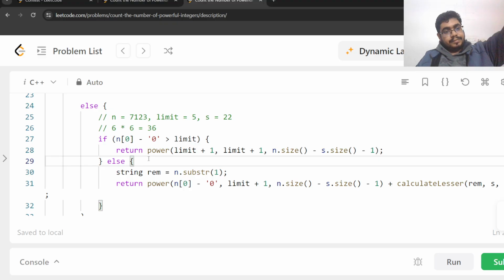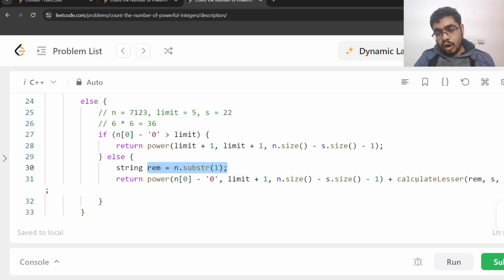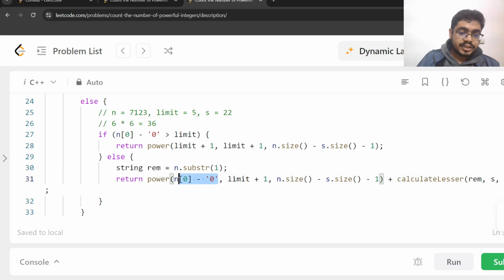The second case is where we can make a further call. There, what we do, we first calculate the remaining string. We make a call for that remaining string here, and then do the similar operation for power. That at the initial place, we can take any numbers up to that digit. For next places, we can take anything up to limit. And again, the size remains the same. So, a simple recursion based solution, right? Where we make two cases, if it's greater than limit or if it's less than limit.